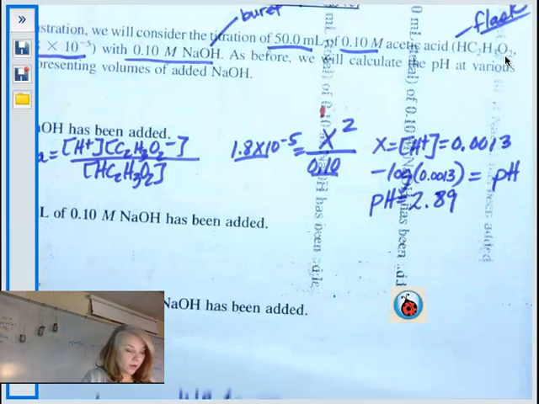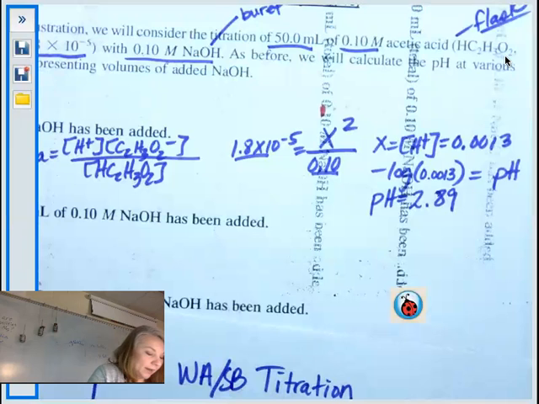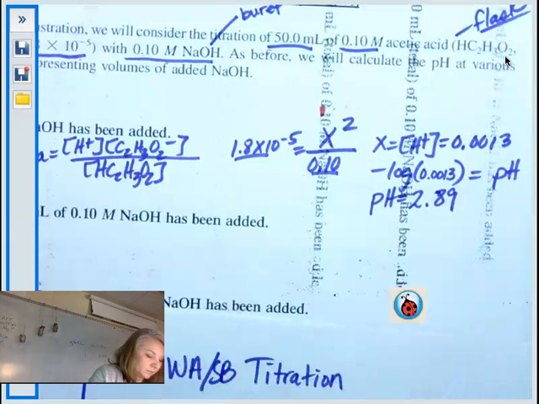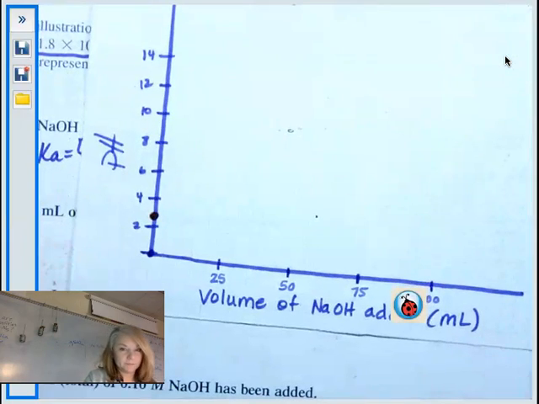Okay, so on your graph, you're at 0, and your pH is starting off already higher than the other one, isn't it? Yeah. 2.89. My point looks a little skewed there because I look like I almost put it at 3, but we get the general idea here.